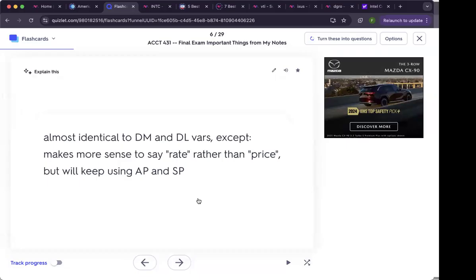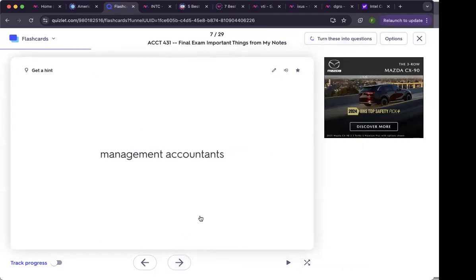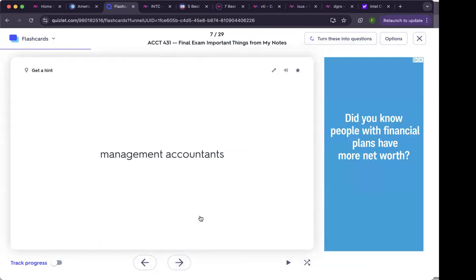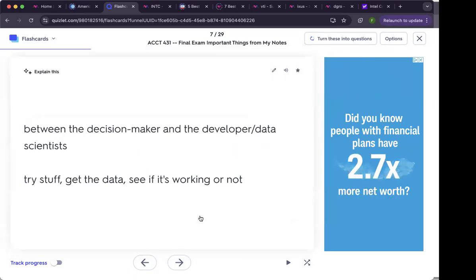Variable overhead variances are almost identical to direct materials and direct labor variances, except it makes more sense to say rate rather than price, but we'll just keep using AP and SP in the formulas. You can see that more on the formula sheet. So now we're moving on to chapter 13, management accountants.